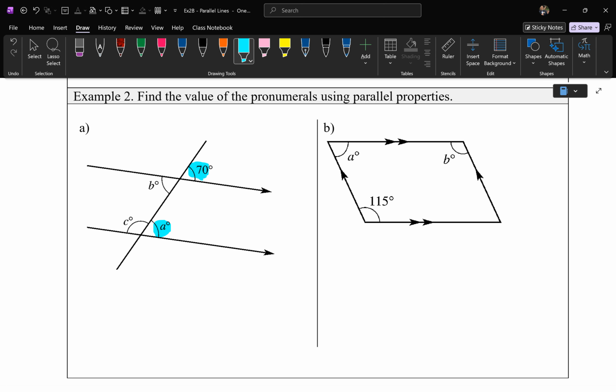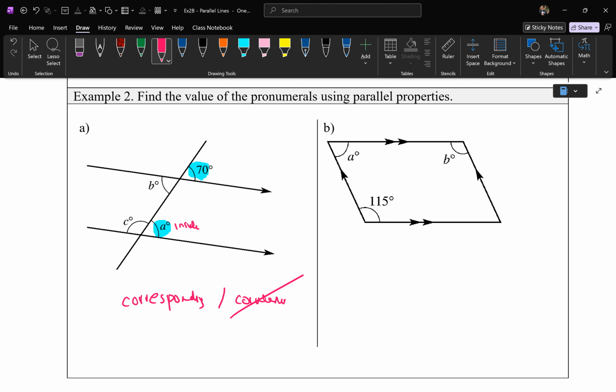Is 70 and A on the same side of the transversal line or different? Fraser? It's on the same side. So which 2 options can I have? You would have either corresponding. Good. Or co-interior. Good. So corresponding or co-interior. We don't know which one yet, but the easier one to identify is co-interior. Check if they're both inside. A is inside, for sure. Is 70 inside? No, so it can't be co-interior.